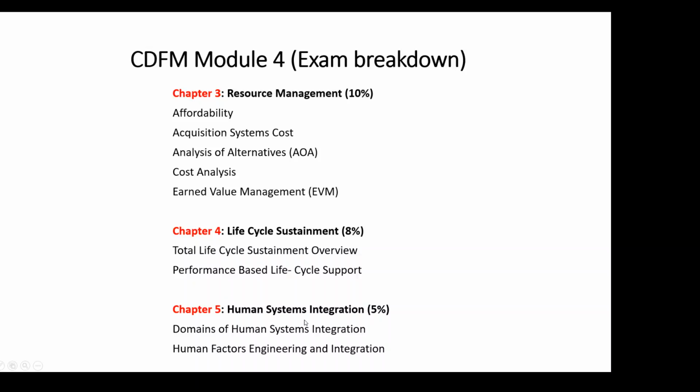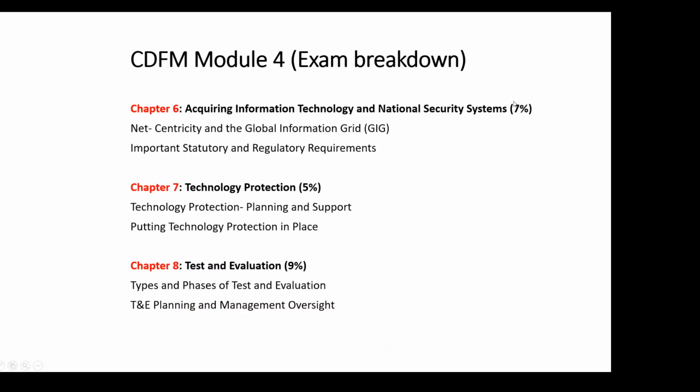Chapter 5, Human Systems Integration, is making those systems possible to be integrated, to be used, to be sustained by individuals. Chapter 6 accounts for 7%. Acquiring Information Technology and National Security Systems. Technology Protection is Chapter 7, 5%. Chapter 8, Test and Evaluation. So you kind of think of the acquisition system going through from cradle, development, procurement, and so forth. Test and evaluation, 9%.